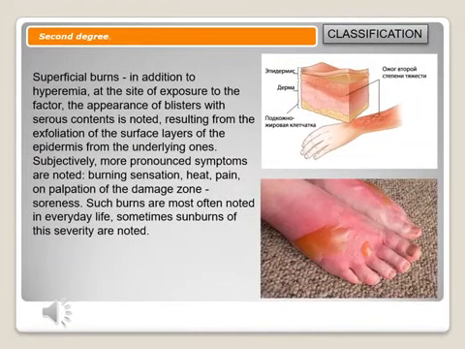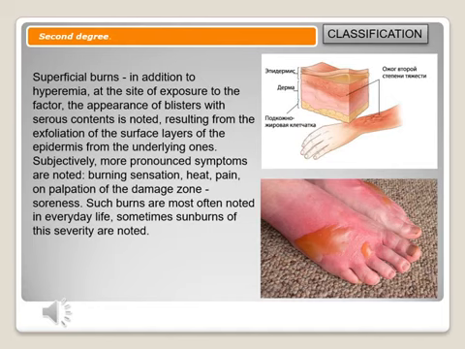So, the second degree of burns also refers to superficial burns, and in addition to hyperemia, the appearance of bubbles is noted at the site of exposure to the temperature factor. Bubbles with serous contents arise due to the separation of the superficial, already dead keratinized layer of the epidermis from the underlying layer of our epidermis containing living cells.